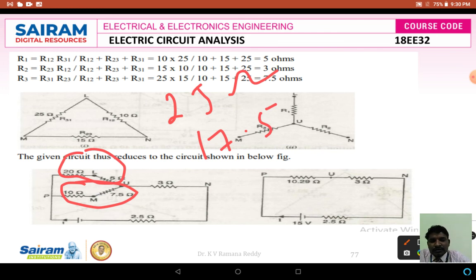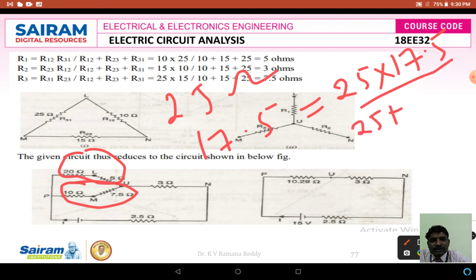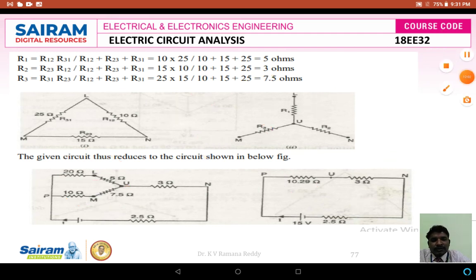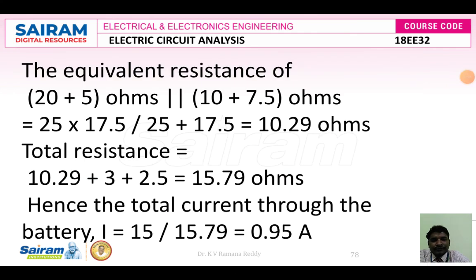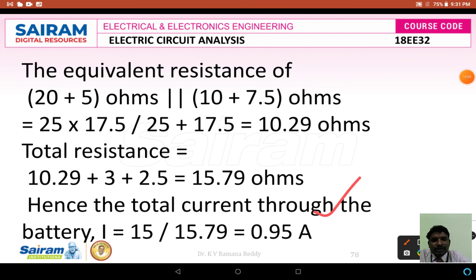If you do that parallel network reduction technique, 25 into 17.5 divided by 25 plus 17.5 becomes 10.29. After this 10.29, it is again connected in series with 3 and 2.5, because all are connected in series. Therefore the overall current value becomes 0.95 amperes.